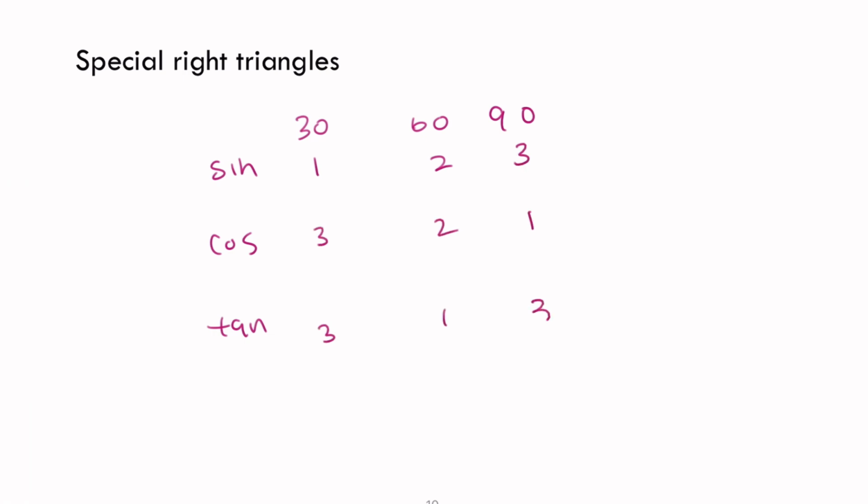So to remember the trig functions that are associated with the special right triangles, we can just do 30s. And we can do 1, 2, 3, 3, 2, 1, and 3, 1, 3. And we put them all over 2.